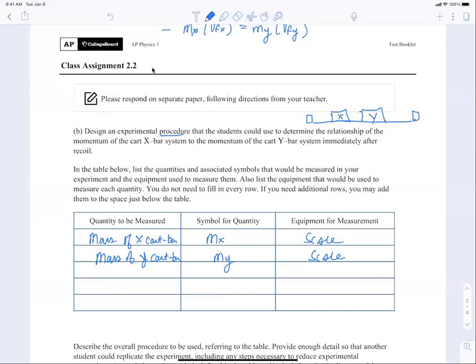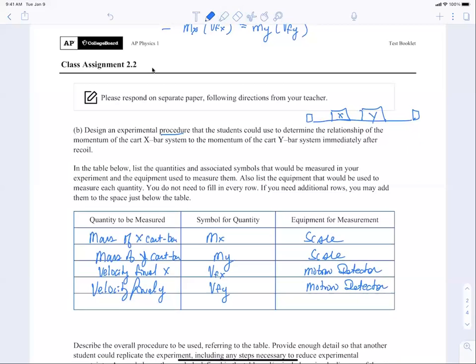final. We don't have to measure velocity initial because it is 0. Oh, I'm getting them mixed up. So it is velocity final of X, and it would be VFX, and we will use the motion detector. Velocity final of Y, and we will use the motion detector. Anything else that we have to measure?